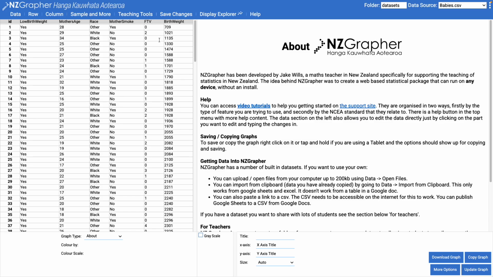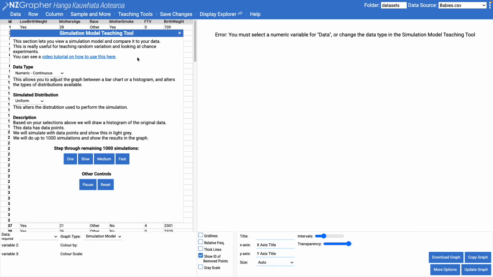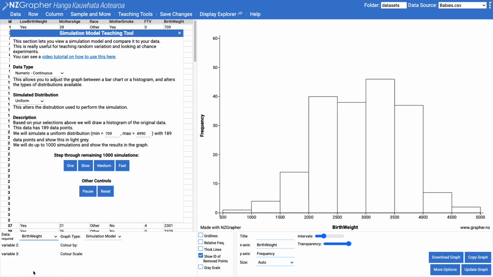So we're going to start off with the second part of that, looking at how well a distribution fits the data. And for that, we're going to use the babies data set. So we're going to come into teaching tools, and we're going to click on simulation model. I'm going to start off by having a look at a continuous numerical variable, and we're going to choose the birth weight because it's nice and easy to understand. This is the weight that the babies were when they were born. And we want to look at different distributions and see how well they fit this data.